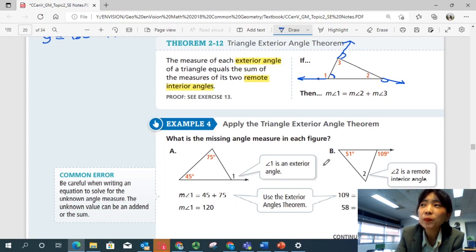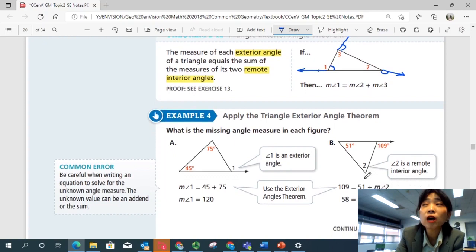Okay? Part B, in the same way, your exterior angle 109 is equal to 51 plus your angle 2. You don't know the measure of angle 2, but you can figure it out by subtracting 51 from 109, right? Because by the exterior angle theorem, you know 109 is equal to 51 plus the measure of angle 2. So your measure of angle 2 is 58. Depending on which angle is missing, you can use the exterior angle theorem to figure it out.